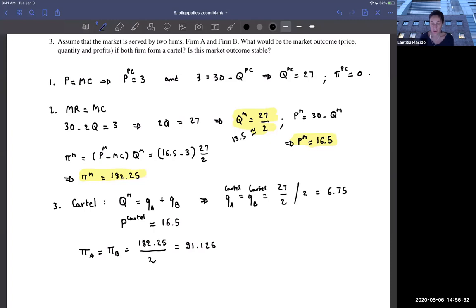Okay. So here we assume that the firms are able to commit to produce a quantity of 6.75H, okay? And that's the only way they can reach the highest possible profit, given that there are 2 firms on the market. So now the question is, will this market outcome occur?